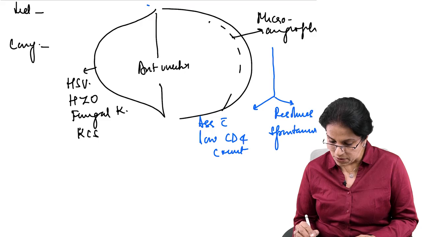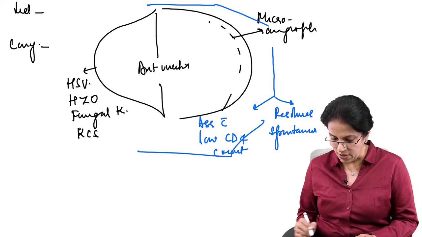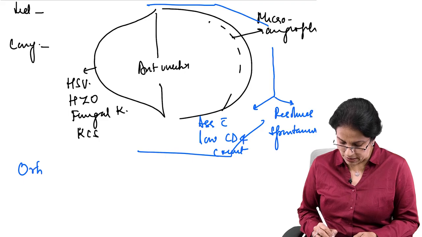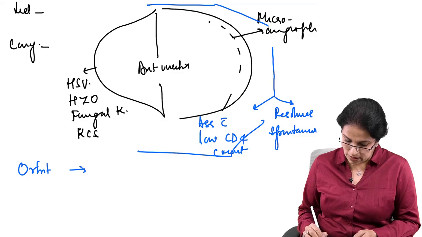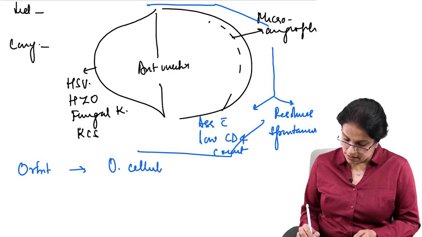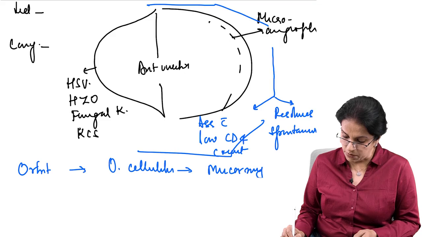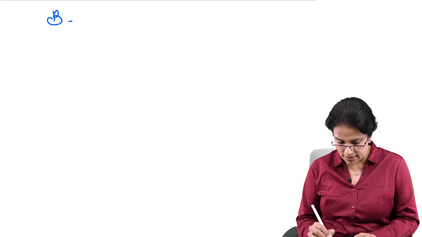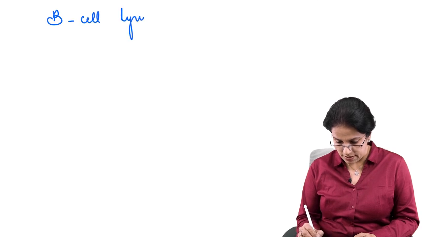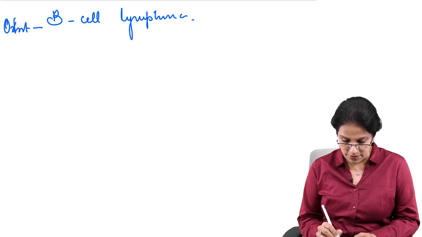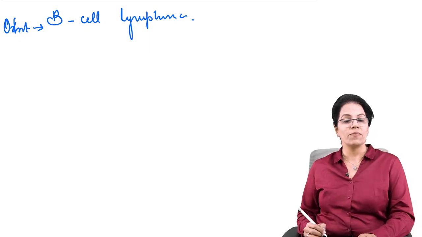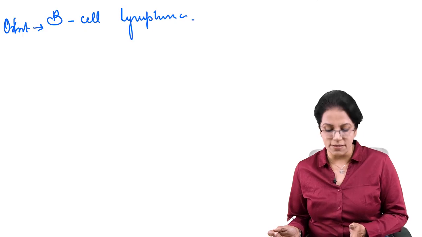Yes. What about the orbit? So, in the orbit, you can note down right here, orbit. We will learn mucormycosis. Orbital cellulitis is mainly fungal orbital cellulitis due to low immunity. So, mucormycosis. Right? And B-cell lymphomas. So, in the orbit, B-cell lymphoma and mucormycosis. Okay? Then we talk about the opportunistic infections.